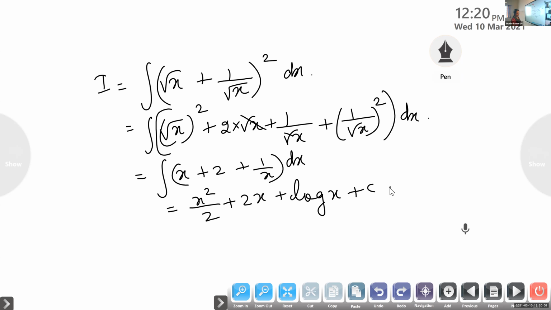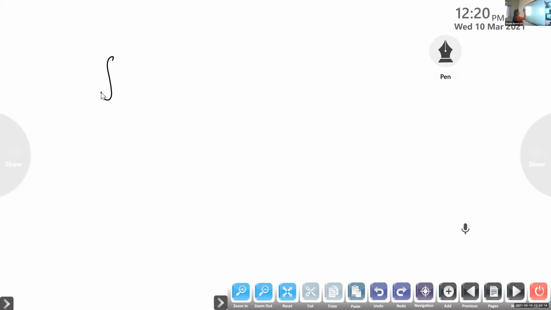Write the next one. Evaluate the integral of (x square plus 2x) by (x cube plus 3x square plus 4).